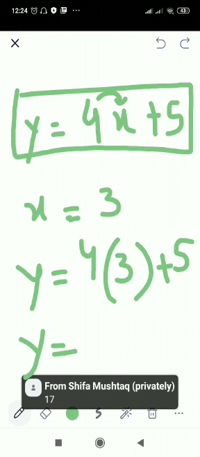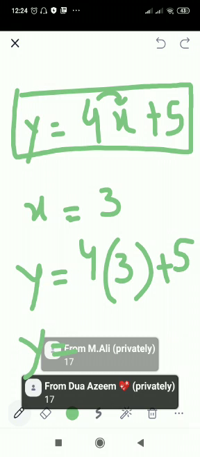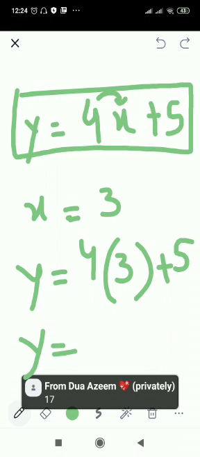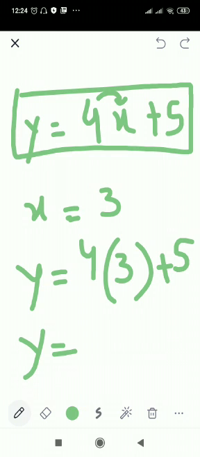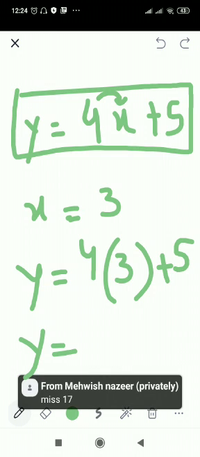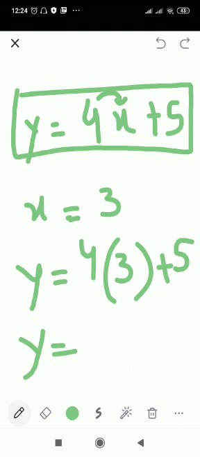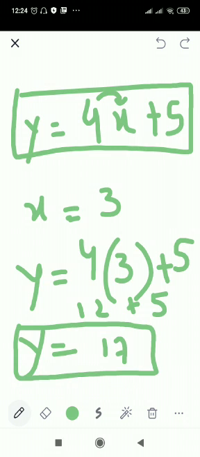Yes, Shifa, you're right. Very good, Muhammad Ali. Good. Dua. Perfect. Since you are giving me the right answer, very good, Iman. This means you're getting it. We're going to multiply 4 by 3. Very good, Mavish. Correct answer. We will multiply 4 by 3. You will get 12. And then you're going to add 5 to it. So you will get 12 plus 5, 17. All of you gave me the correct answer. Very good. So you have got this y value, okay?